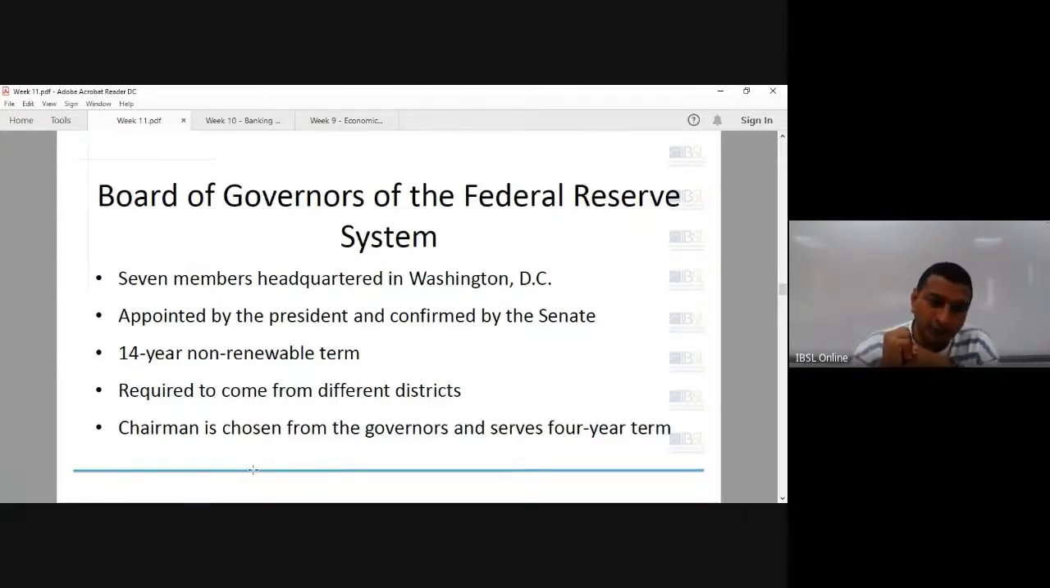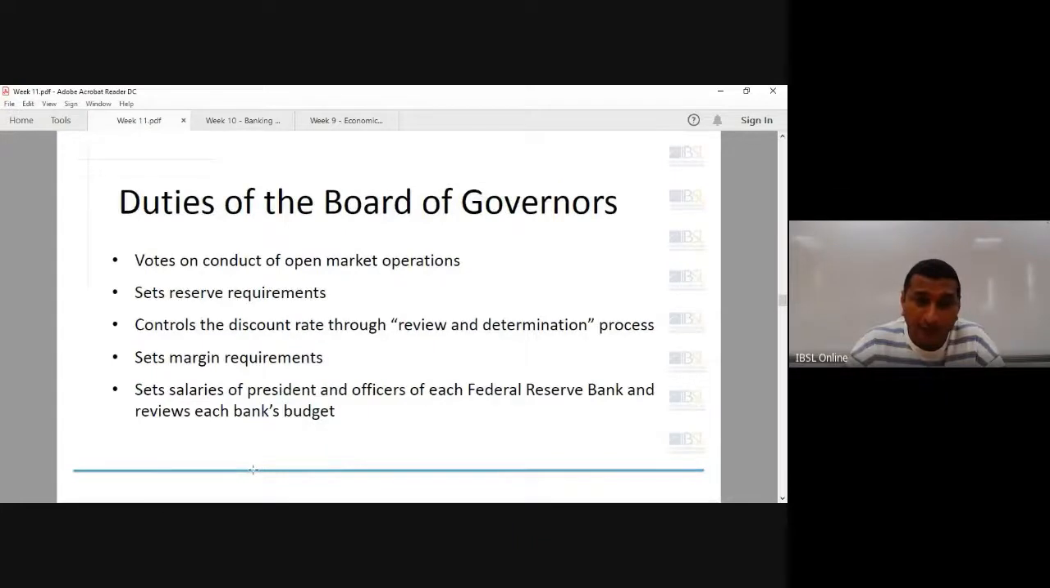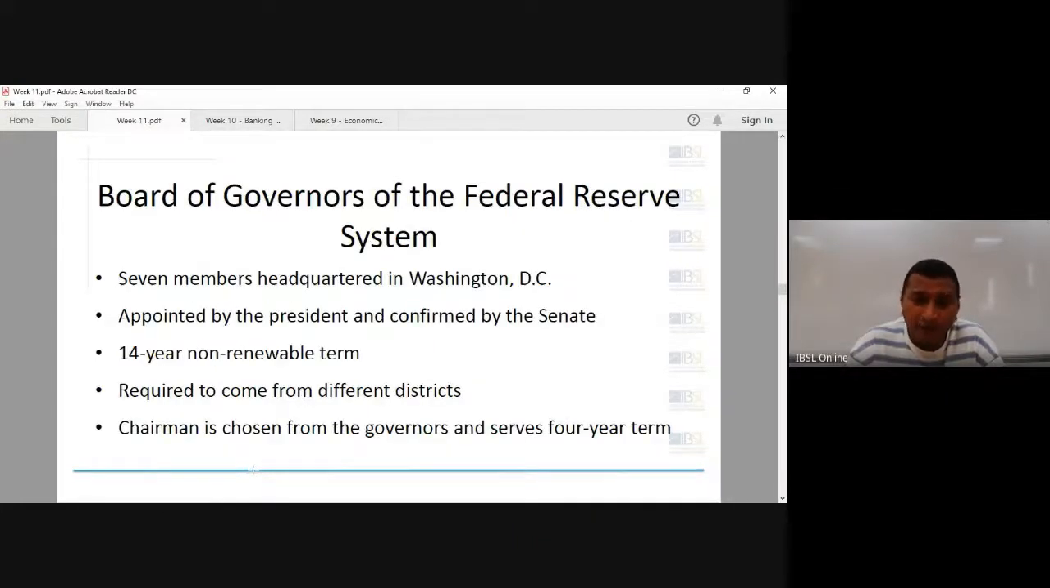And the chairman is chosen among these 7 members. Although his term is a 14-year term as a member of the Board of Governors, the chairman's term is usually a 4-year term and can be renewed. Often that happens for people who are very influential and very established, and who have continuously stood for the central bank and the financial system, not only in the US, but across the globe.